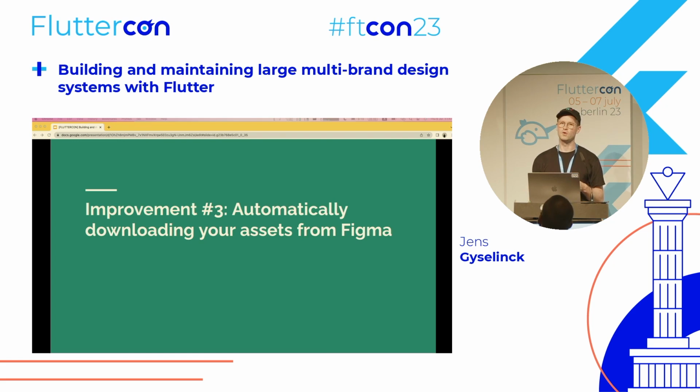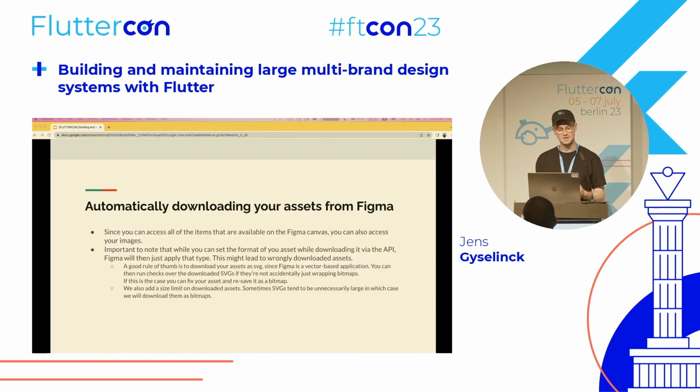Now, like I mentioned before, we're still manually updating these assets, but you can also access everything that's on your artboard, which means that you can automatically download your assets from Figma as well, which is what we did. Now, there's one thing to keep in mind with downloading Figma assets via the API, and that is that Figma requires you to specify a format that you want to download them in. And the most logical format to download them in would be SVG, because Figma is a vector-based program.